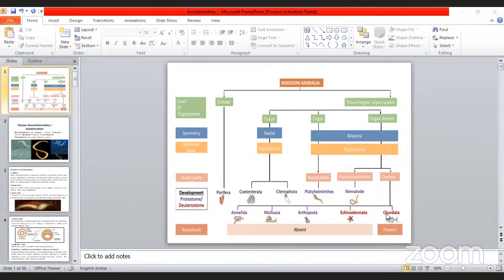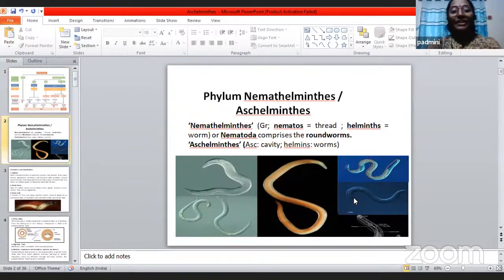So we'll start with our phylum, Aschelminthes, which is also called Nemathelminthes, or also called nematodes. So don't get confused. Nemathelminthes, Aschelminthes, or nematodes are all the same. What exactly do you mean by the word Nemathelminthes? Nemati or nematos, according to the Greek word, means thread-like worms. Thread-like worms are called nematos, which is also known as Nemathelminthes.